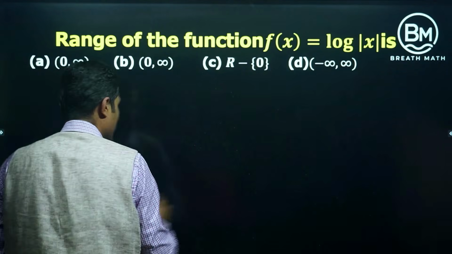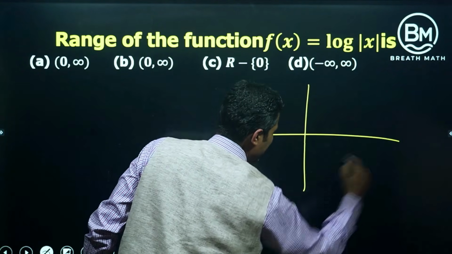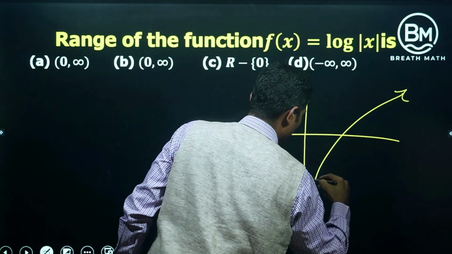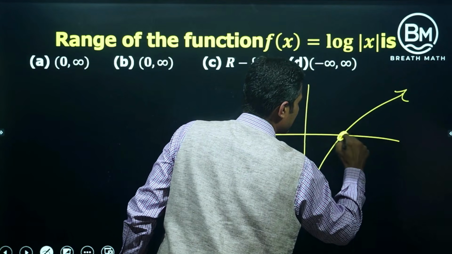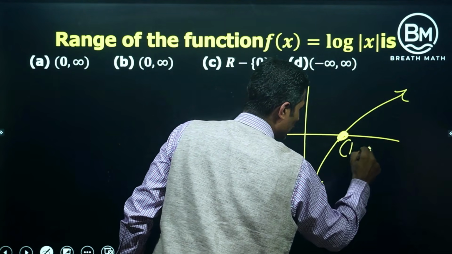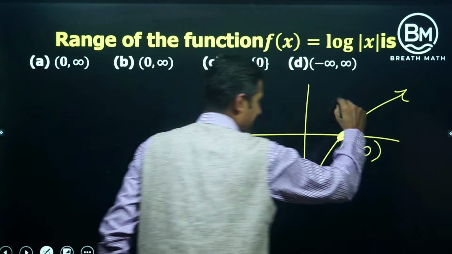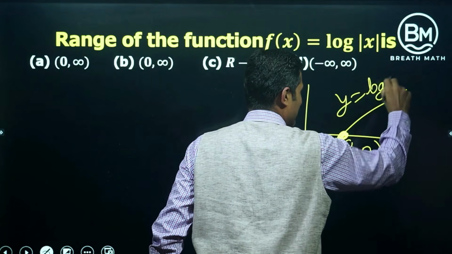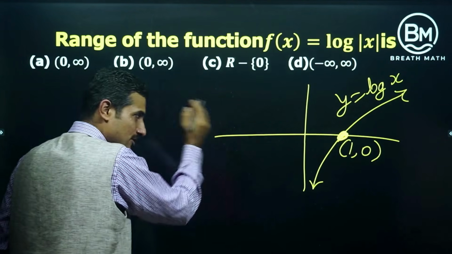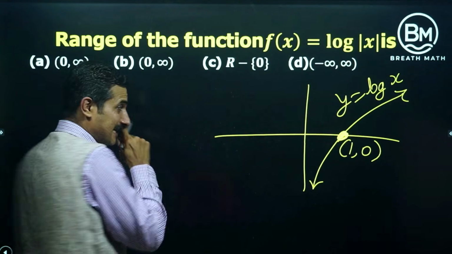So draw log x curve. Log x passes through 1, 0. This is y equal to log x function. But you take the mirror image about y-axis. There is nothing to cut.